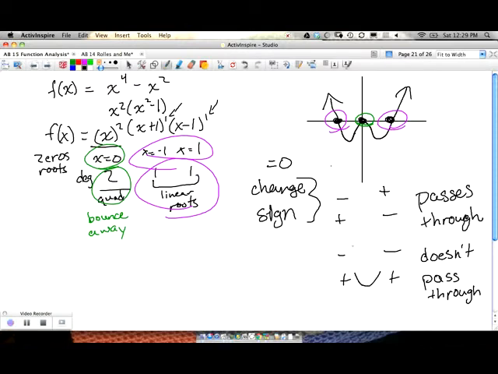Positive, positive. It's positive, hits 0, and then goes positive. It's negative, hits 0, and then goes negative again. But there's no sign change. It doesn't cross the x-axis. Why does that matter? Because we want to know about sign change. Sign change tells us relative max or min. No sign change tells us nothing. In fact, it kind of points more to, like, could it be a point of inflection? Probably. But as far as max or min, those require sign change.